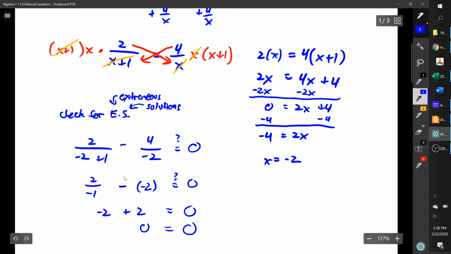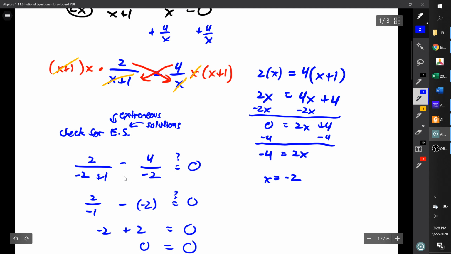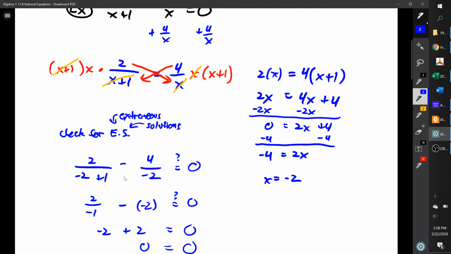That would be a full checking of your answer. The checking for extraneous solutions, you just have to make sure that neither one of the denominators equals 0. All right, so that's one that you can do just with the cross multiplying.